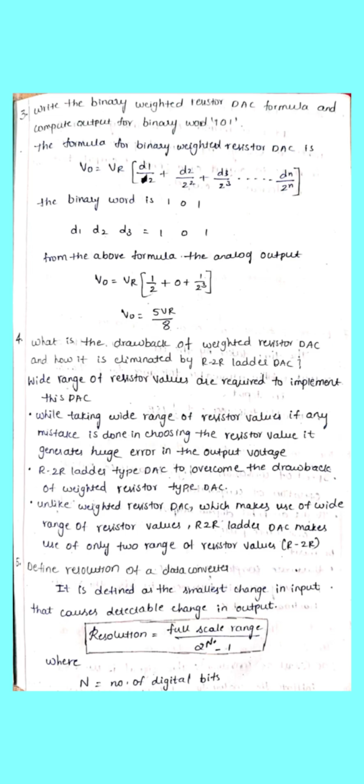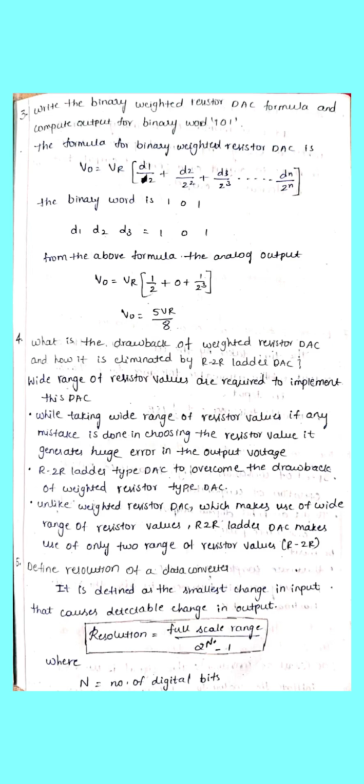Now the binary word given is 101. That means D1 is 1, D2 is 0, D3 is 1. Now from the above formula we can write analog output voltage V0 equals VR into D1 by 2 power 1, D1 is 1, so 1 by 2, plus D2 is 0, therefore 0, plus D3 is 1 by 2 power 3, that is 1 by 8. When we take the LCM and sum, we will get V0 equal to 5 VR by 8.